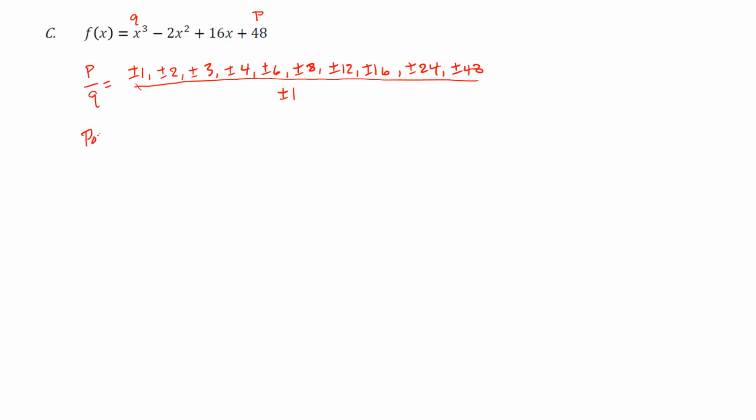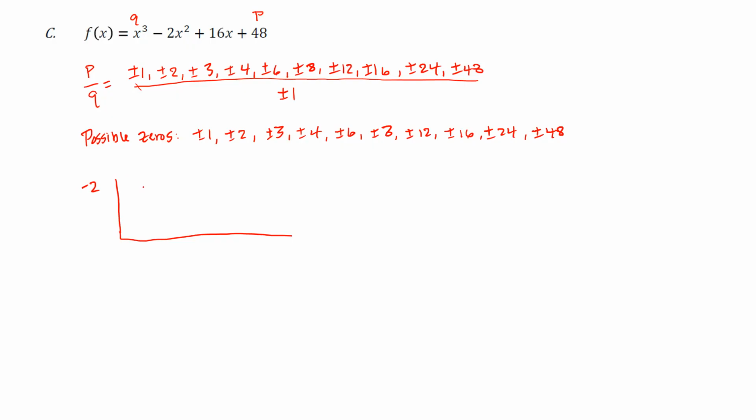So our possible zeros are 1, 2, 3, 4, 6, 8, 12, 16, 24, and 48. Okay. Plugging our function f of x into our calculator, we see that we have a 0 at -2.